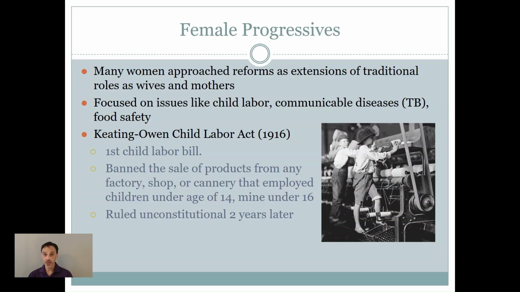They'll focus again on issues like child labor, and we'll get the first child labor law that becomes national in 1916. Unfortunately, it only lasts a couple of years before the Supreme Court rules it an unconstitutional use of federal power, but states will pick up the mantle and begin to pass their own child labor laws during the progressive era.